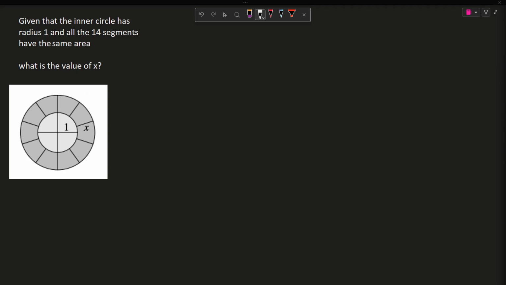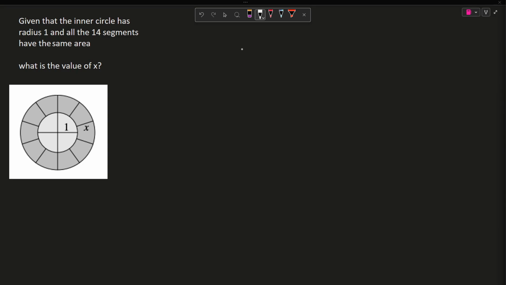Given that the inner circle, so this one, has radius 1, and all the 14 segments, so 1, 2, 3, 4, 5, 6, 7, 8, 9, 10, 11, 12, 13, 14, that's including the inner ones, have the same area, what's the value of x? So, this distance here.